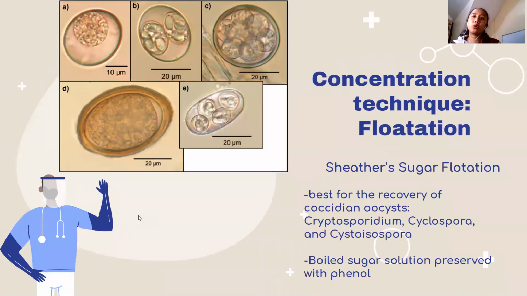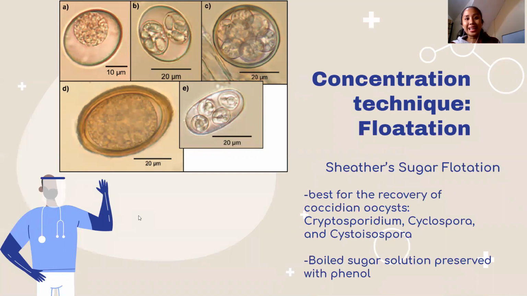So next class, I just want to add this one. In the concentration technique under the flotation method, I just want to add Schiller's sugar flotation because this is asked in the board exam. Class, it's very important in the recovery of coccidia. Ano bang mga coccidia? Cryptosporidium, Cyclospora, Isospora. So, coccidian oocysts. Yung mga ova ng coccidia, we call them oocysts. Yan, oocysts. So usually these are also amoeba.